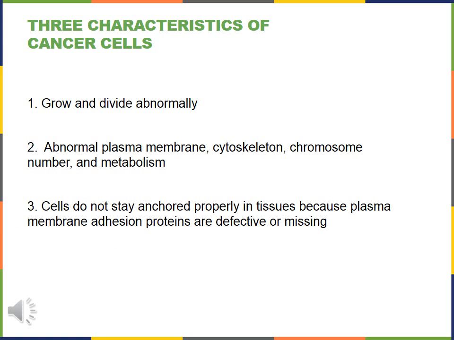There are 3 characteristics of all cancer cells. 1, they grow and divide abnormally, which is what we've been showing you. And 2, they have abnormal plasma membranes, cytoskeletons, chromosome number and metabolism. The abnormal plasma membrane and cytoskeleton are what make it weaker so that the cells can burst through that tumor membrane and move to the blood cells. And finally, number 3, cells do not stay anchored properly in tissues because plasma membrane adhesion proteins are defective or missing. So the certain types of proteins that can keep the cells adhered to one another in one spot are usually defective or missing, and so that weakens the plasma membrane, and then they can move freely throughout the body.